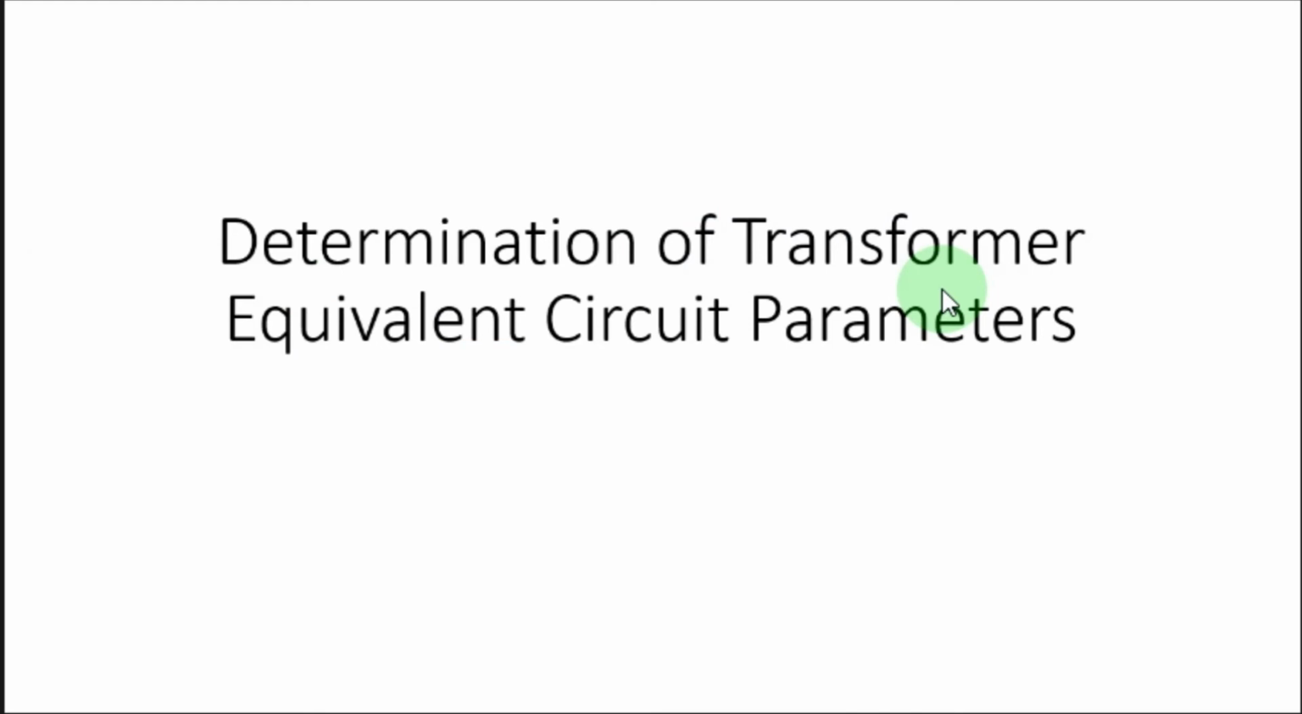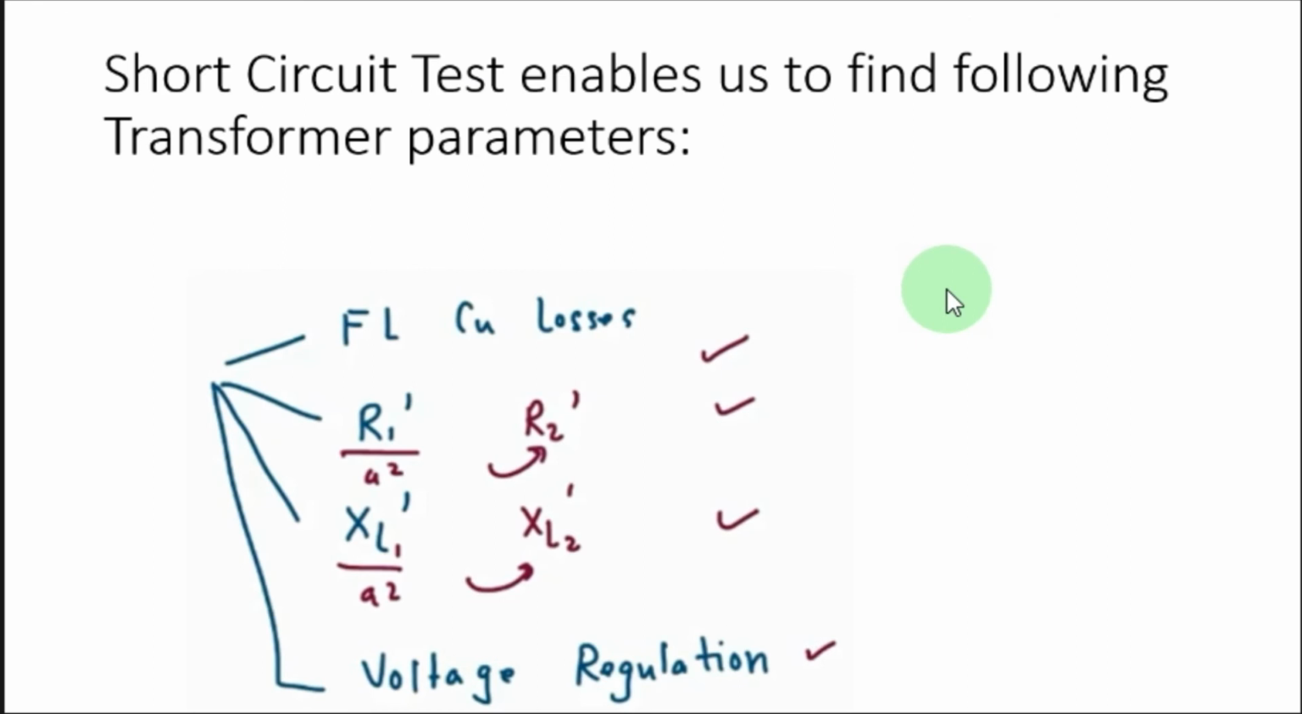If you are doing it as a practical in the lab, by using the short circuit test, you can find the full load copper losses, and also you can find the equivalent resistance and reactances of the windings, either referred to the primary side or to the secondary side. This is the primary side, this is the secondary side. Also you can find the voltage regulation.